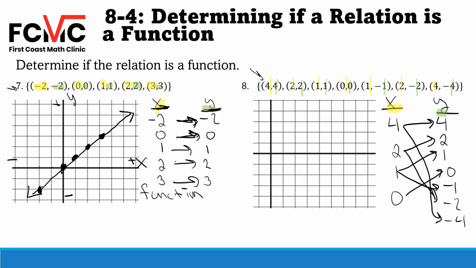So you're probably noticing that from a bunch of these, right? 4 is paired with 4 and -4. This 2 with 2 and -2, and 1 with 1 and -1. This is not going to be a function. Actually, let me write this up here, give myself a little bit of room.